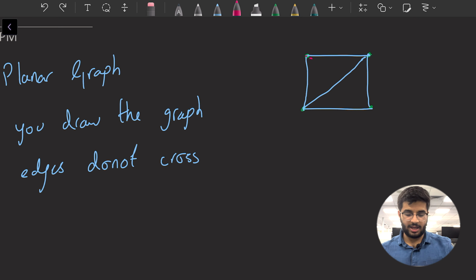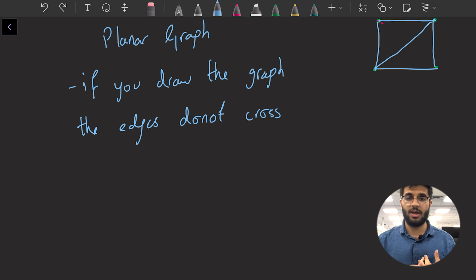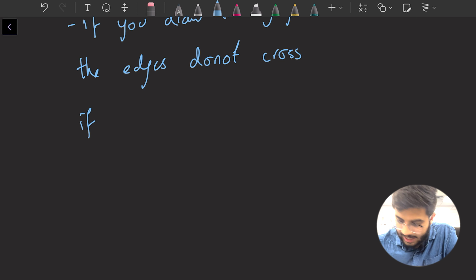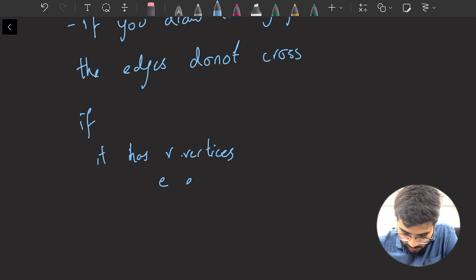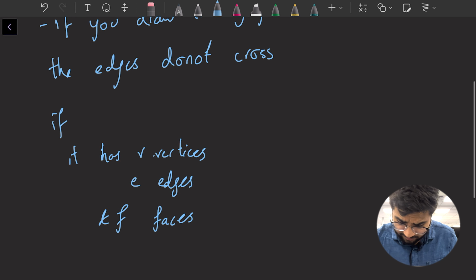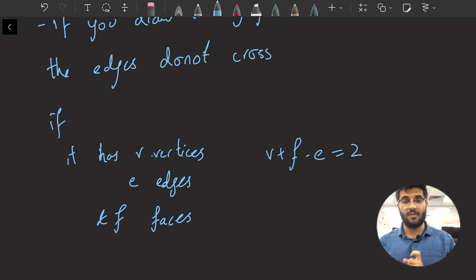Okay, now again, I'm sure you remember the very smart Euler, and what he came up with was a formula to determine whether a graph is planar or not. So a graph is planar if it has V vertices, E edges, and F faces. We'll talk about what faces are, all right? And if V plus F take E is equal to 2, then the graph is planar.